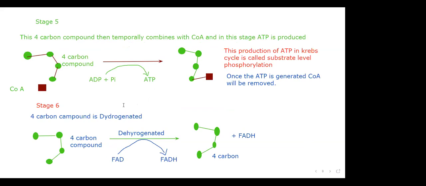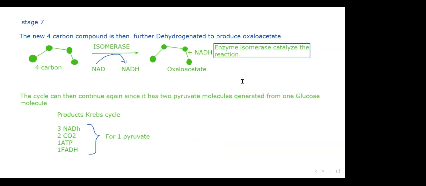Stage 6, what happened? The 4 carbon compound gets further dehydrogenated. Here a new reducing agent was used, FAD, and 4 carbon compound and FADH is produced. Stage 7, finally, the 4 carbon compound gets further dehydrogenated by NAD, and there's an enzyme that catalyzes this reaction, to form oxaloacetate and NADH. So altogether, the products from one pyruvate molecule are 3 NADH, 2 CO2, 1 ATP, and 1 FADH. Okay, right. Then, let's see.